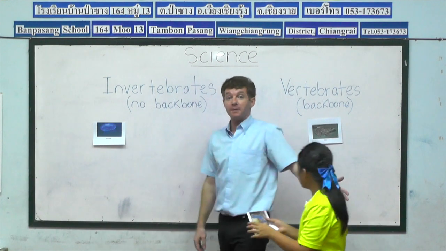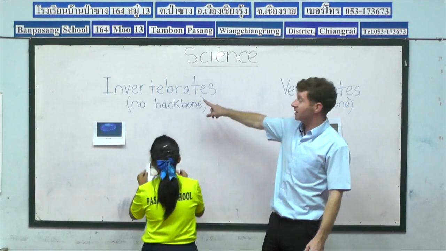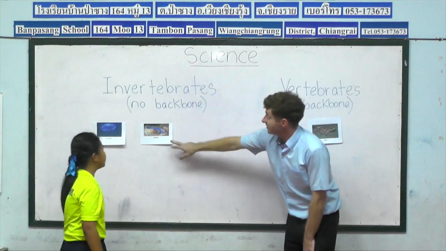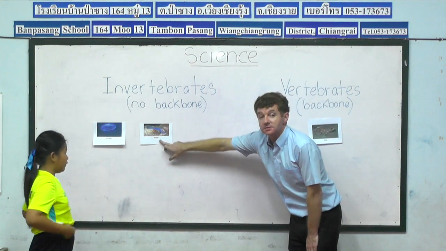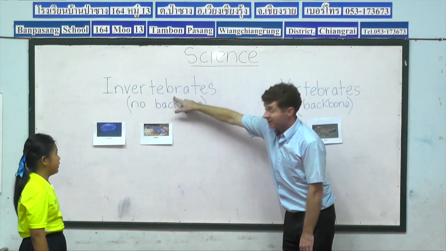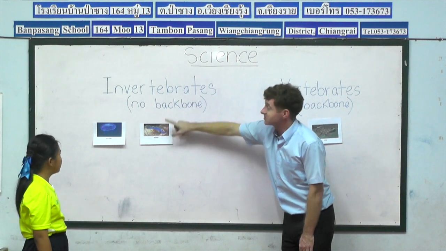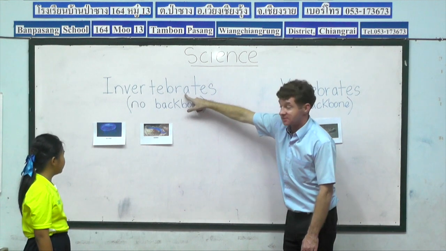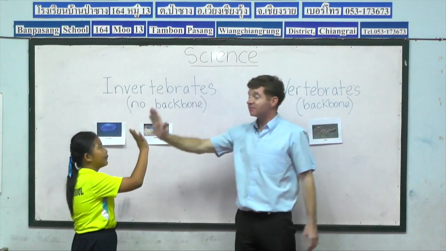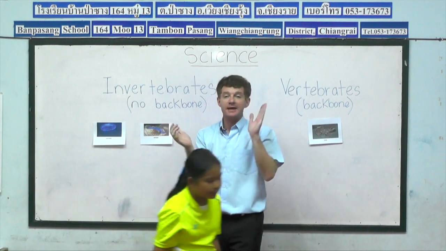So where will we place the worms in the no backbone column? So we can say together, worms, invertebrates. Yes, no backbones, invertebrates. Lakgao, that was brilliant. High five and a big round of applause for Lakgao.